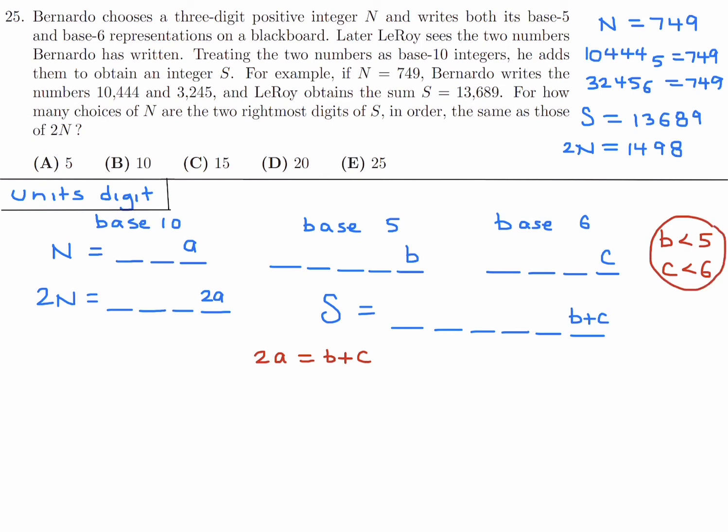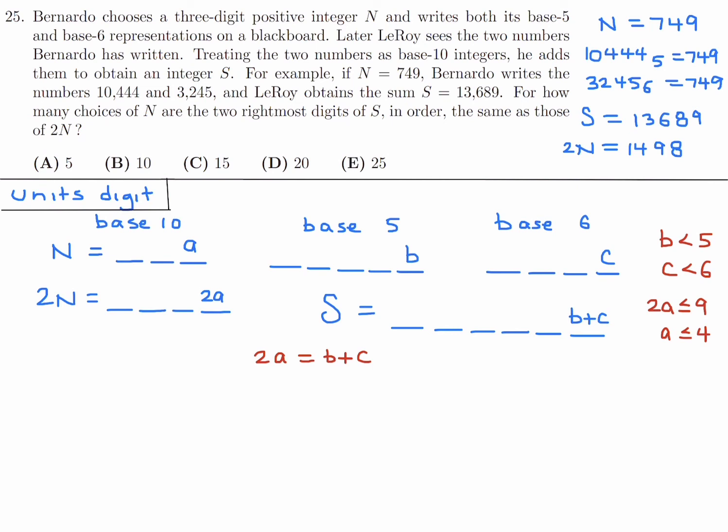Well, looking at these parameters, the largest b can be in terms of an integer value is 4. It has to be less than 5. The largest c can be is 5 because it has to be less than 6. So the largest that 2a can be would be 4 for b and 5 for c, so that's 9. So that's the largest it can be. But a has to be an integer, so a has got to be less than or equal to 4. All right, so I hope that makes perfect sense. So that's a parameter for a.